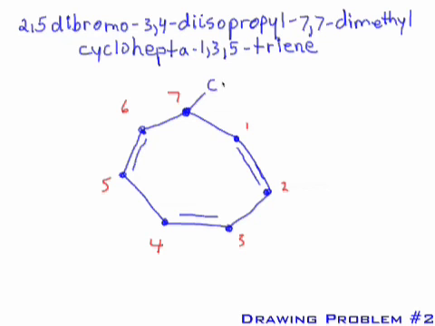Now I've got a 7,7-dimethyl. So there's a methyl here and a methyl here. I have a 3,4-diisopropyl. So I have an isopropyl group here. And I have an isopropyl here.